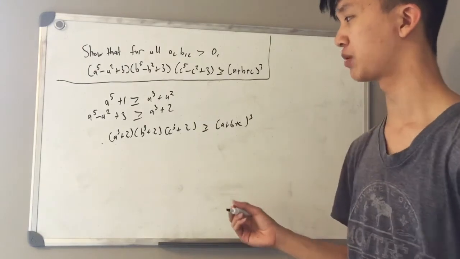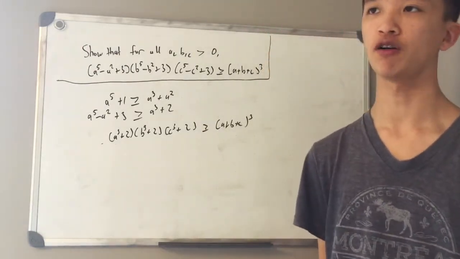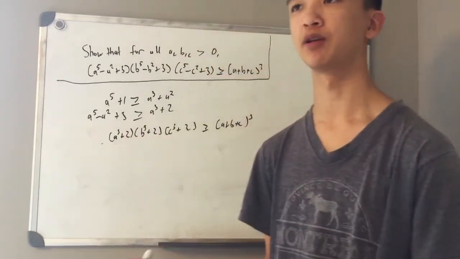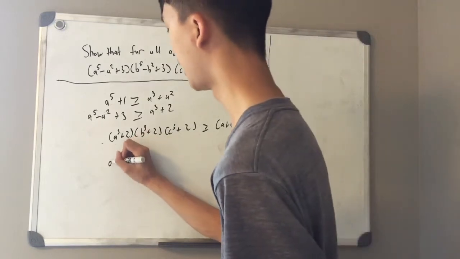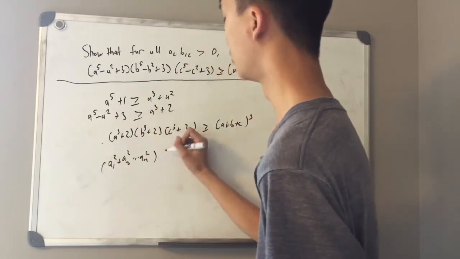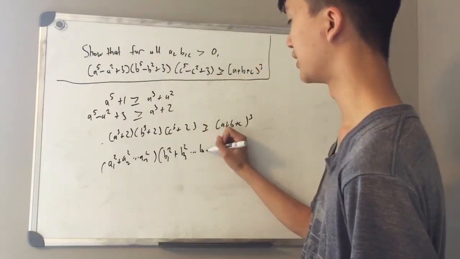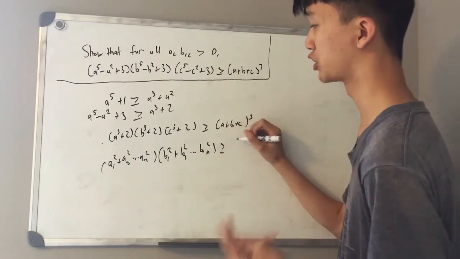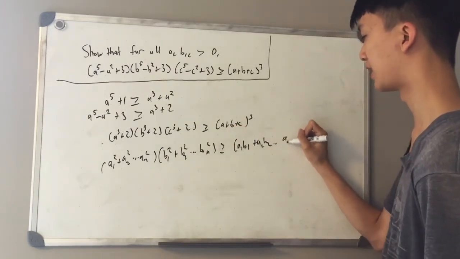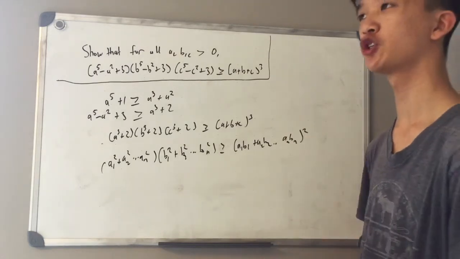Now briefly, I'm going to explain what Hölder's inequality is. Hölder's inequality is a special case of the Cauchy-Schwarz inequality. Now, the Cauchy-Schwarz inequality states that for all sets a1 to an and b1 to bn, we know that a1 squared plus a2 squared all the way to an squared multiplied by b1 squared plus b2 squared all the way to bn squared is greater than or equal to a1 b1 plus a2 b2 all the way to an bn, all squared.